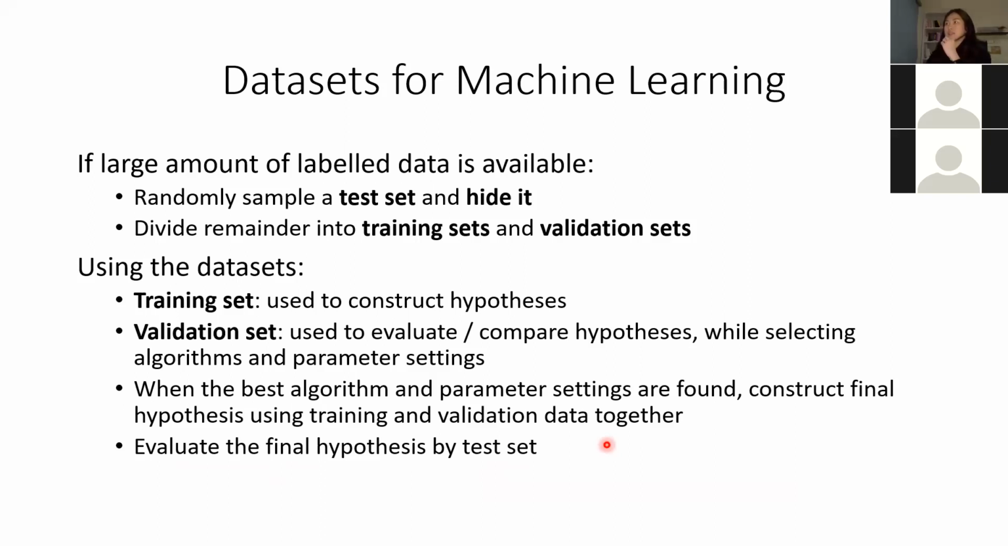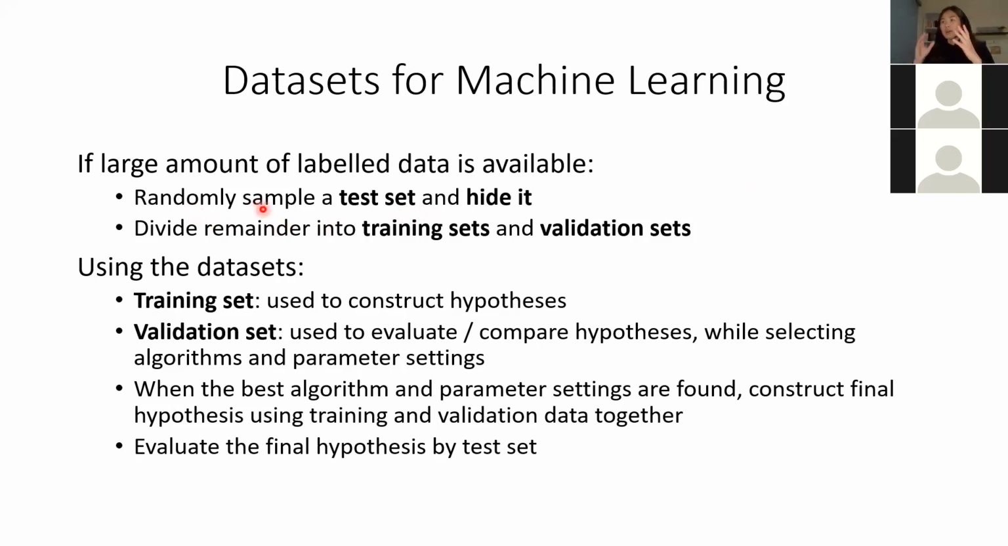We know data sets are very important for machine learning, but how can we use these data sets? Let's say we have a large amount of labeled data. Then what I will do is I randomly sample some of the data points and then tag them as a test set. And I will never ever touch it until I have my best ML algorithm.